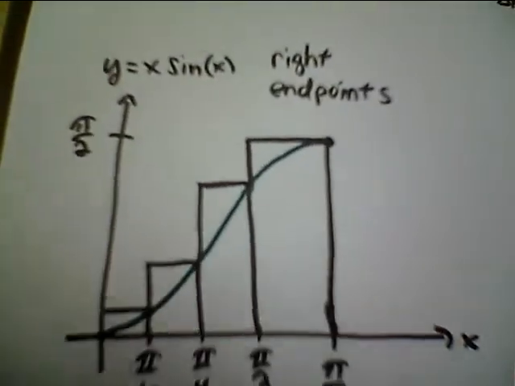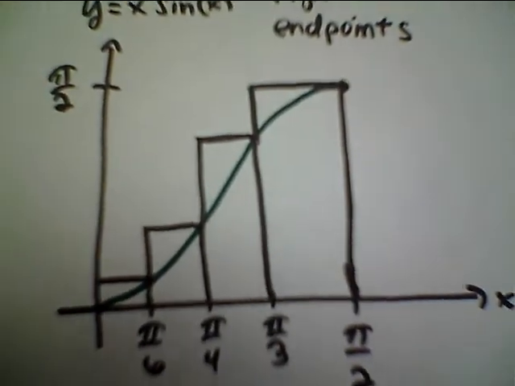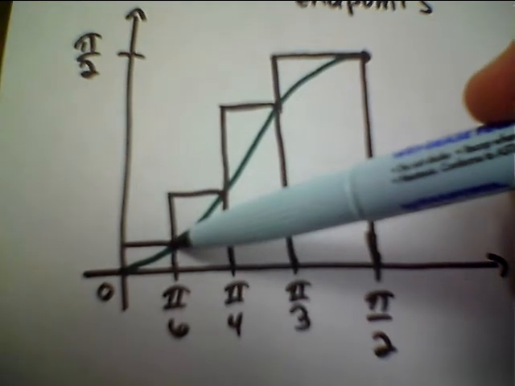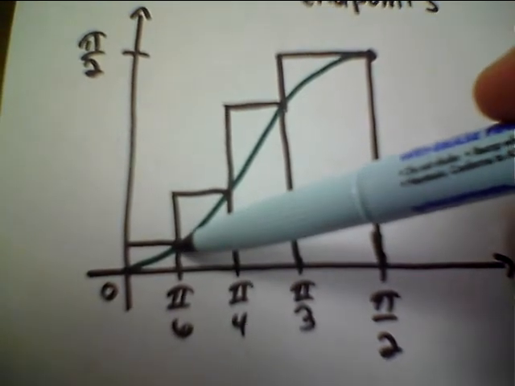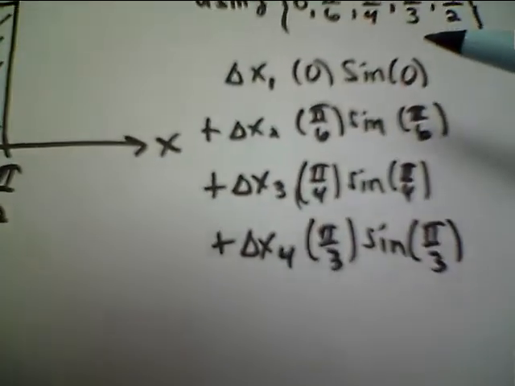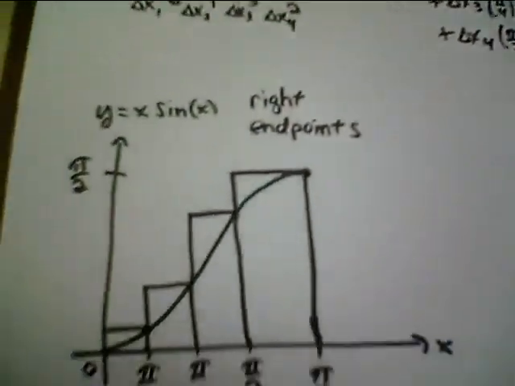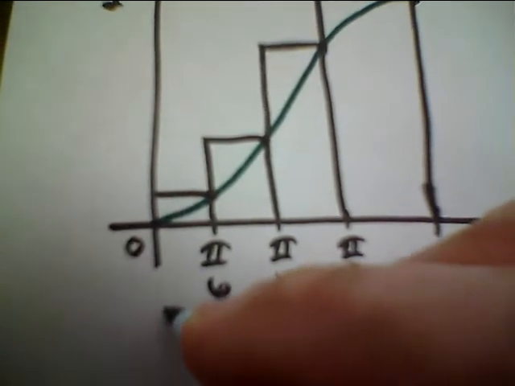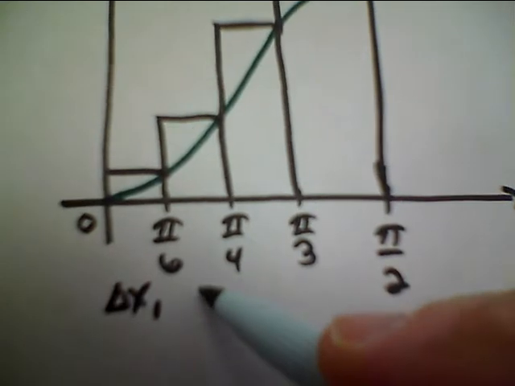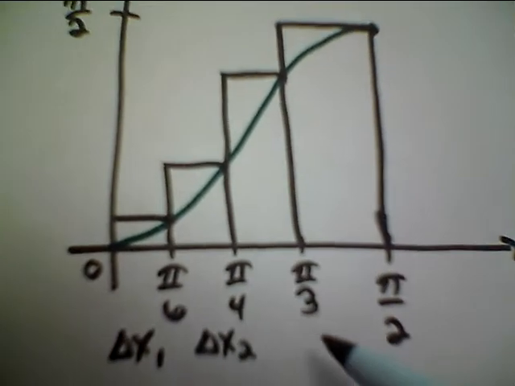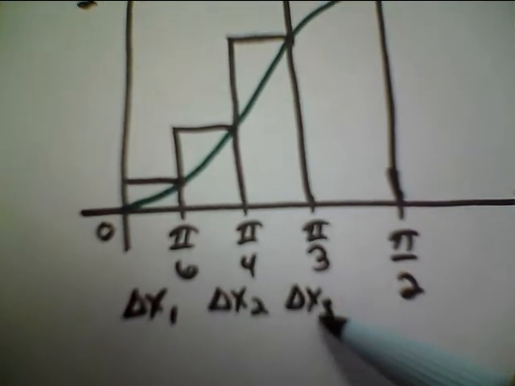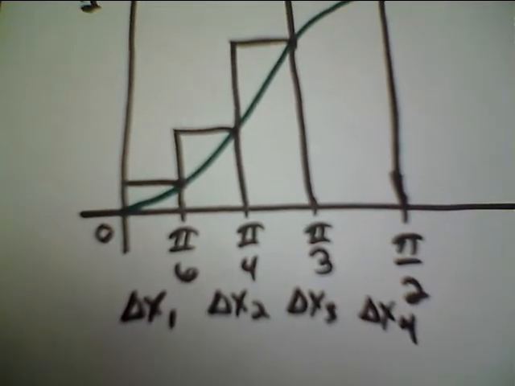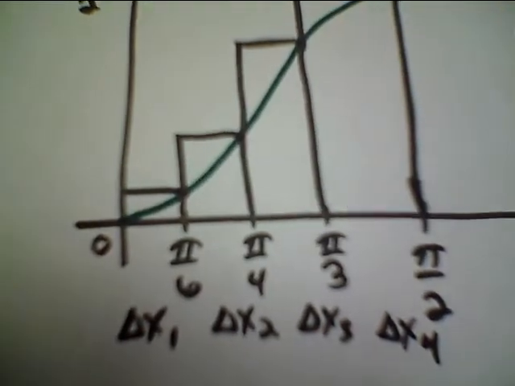Now, for the right endpoint approximation, things are slightly different, so be careful. The height of this rectangle is given at pi over 6, so your first one is evaluated at pi over 6. Notice that it is not at 0. The width of this rectangle we call delta x1, this one delta x2, this one delta x3, and this one delta x4. So you get the same widths, but you've got to be careful. You're not multiplying them by the same heights.